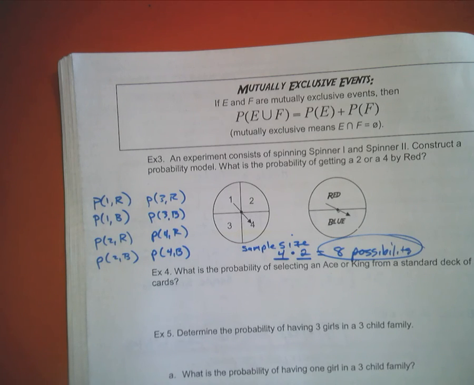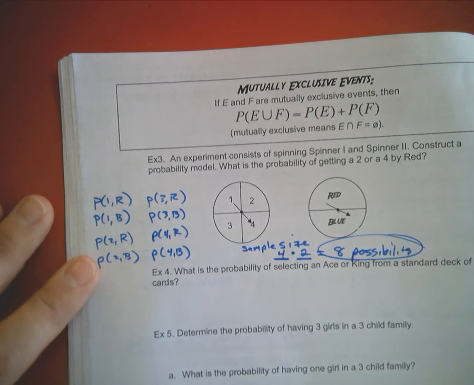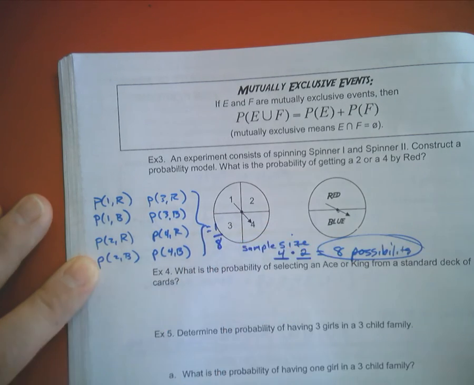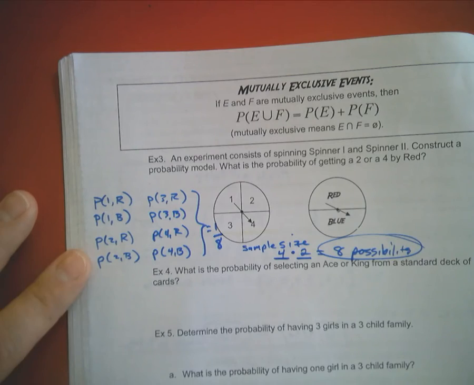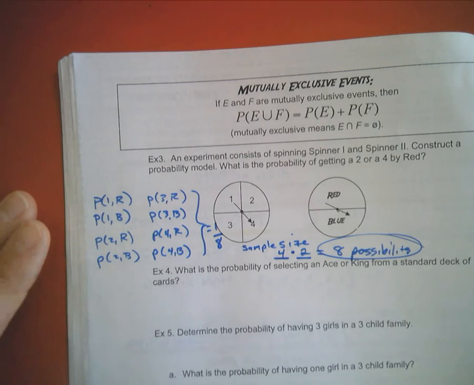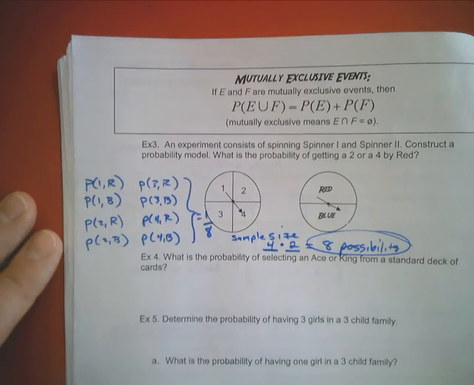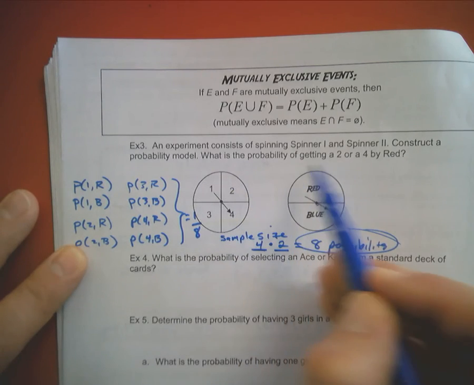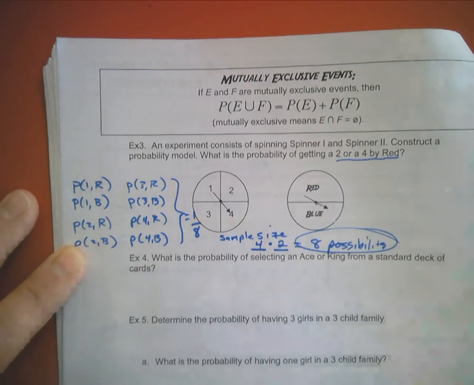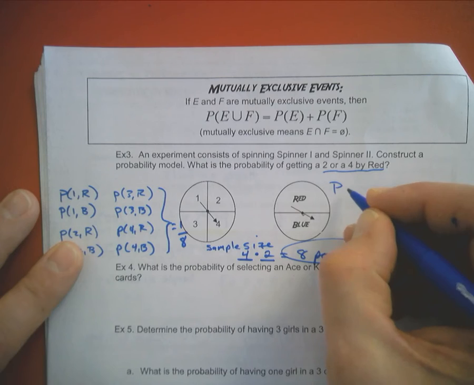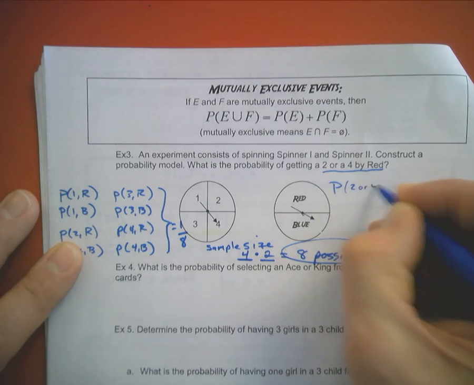Now, each one of these all have the same probability, which is 1 out of 8 happening. So the probability of me getting a 1 red would be a 1 out of 8. Probability of 1 blue would be 1 out of 8, and so on and so forth. Well, the question that they have now is, once I've set this all up, what's the probability of getting a 2 or 4 red? Okay, so the question is, what's the probability of 2 or 4 red?